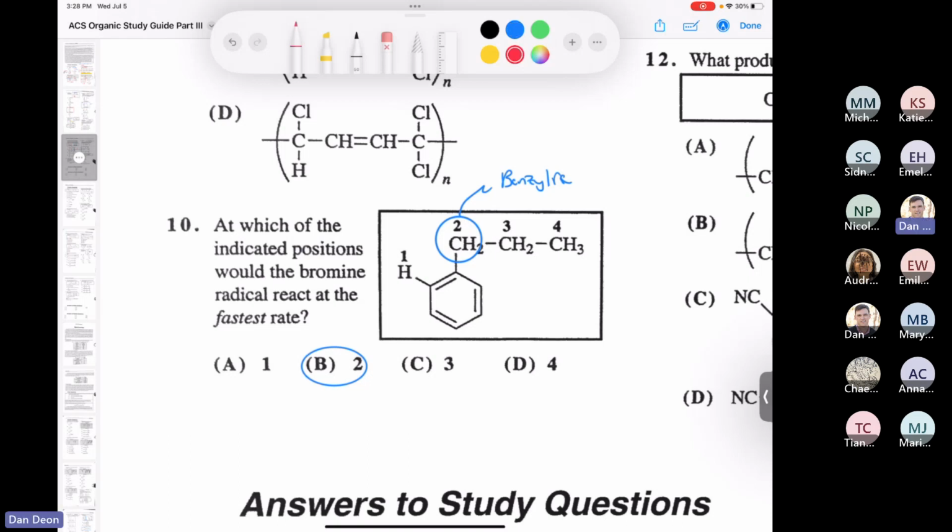Yeah, it's going to be number 1. Number 1 is vinylic position. Good.